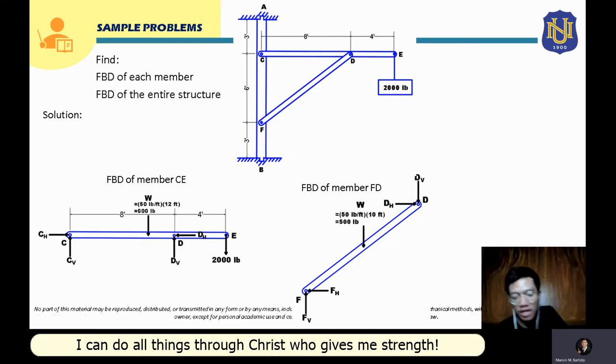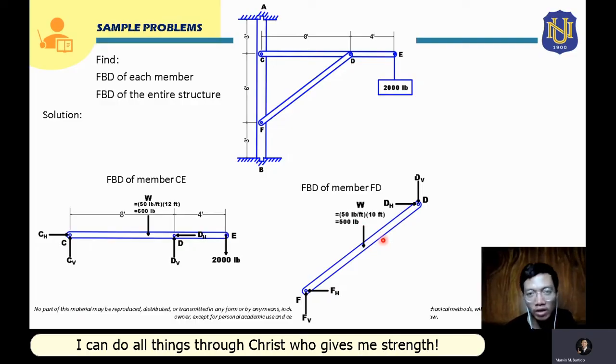So inputting that in our calculator, square root of 8 squared plus 6 squared, that is actually equal to 10. So from that, we know that bar CD is actually 10 feet. Multiplying that length to our 50 pound per feet, the feet will be cancelled, and the equivalent point load of the weight of this member is actually 500 pound weight. That weight will be applied at the center of bar CD, so it will be somewhere here.